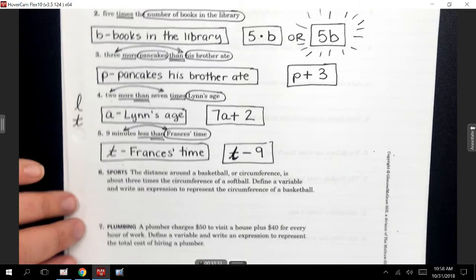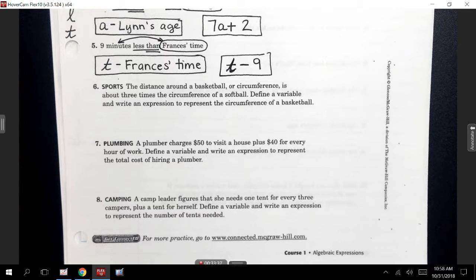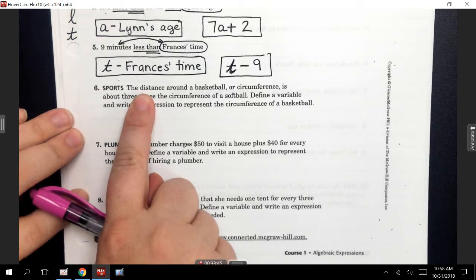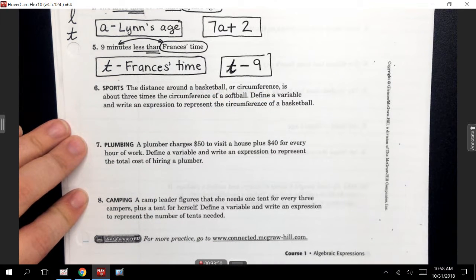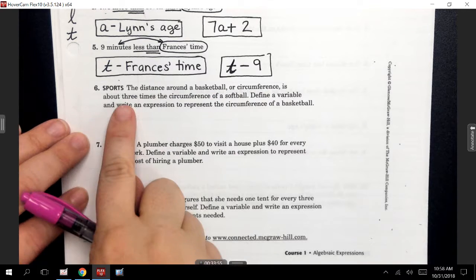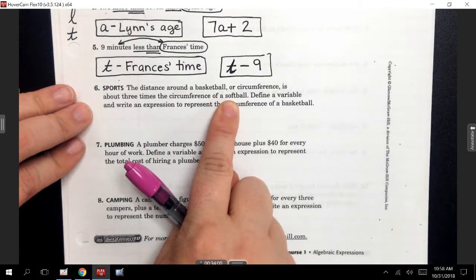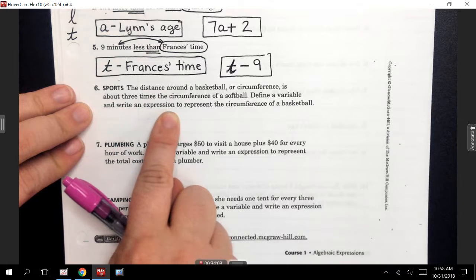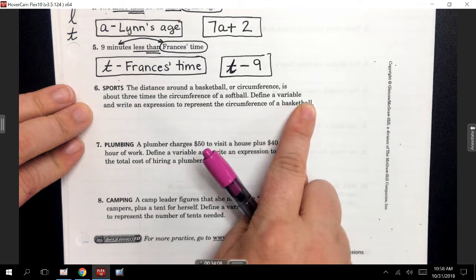All right. Number 6. This is where they get a little bit longer, which unfortunately means they get a little bit harder. I feel you, Alana. I saw that look, I feel you, okay? All right. The distance around a basketball, or the circumference. So guys, when you go around the outside of a circle or around the outside of a ball, that's called the circumference, is about 3 times the circumference of a softball. Define a variable and write an expression to represent the circumference of a basketball.